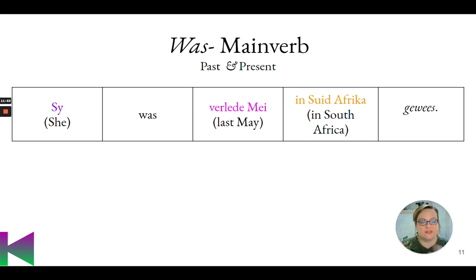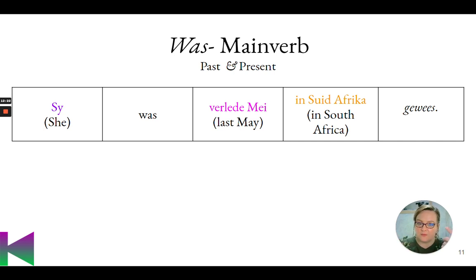Sy was verlede Mei in Suid-Afrika gewees. Okay, I want to make a short note about the gewees before we do the present tense. In more contemporary Afrikaans, we drop that gewees. Sy was verlede Mei in Suid-Afrika. Full stop. Okay. Gewees is fine. It's the more correct way to say it, but you don't always need it. So add it for now because that's how I taught you.